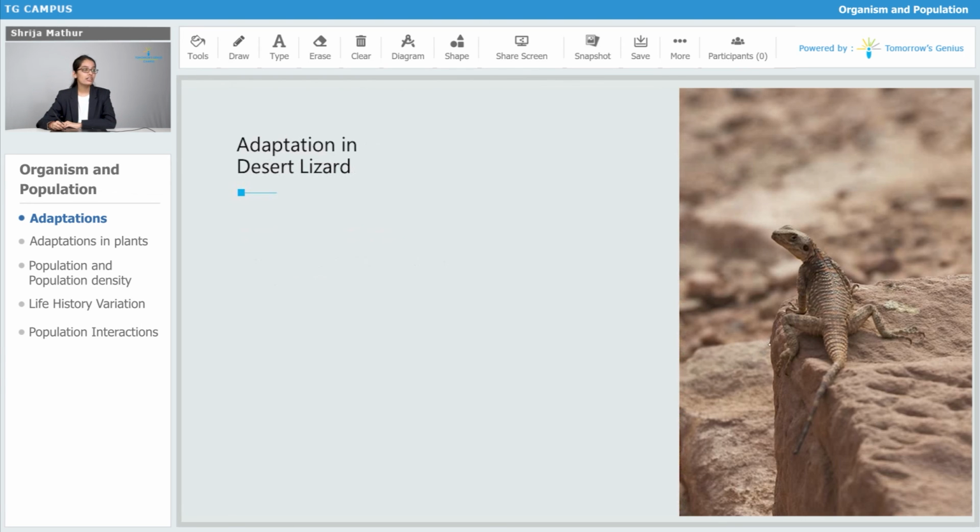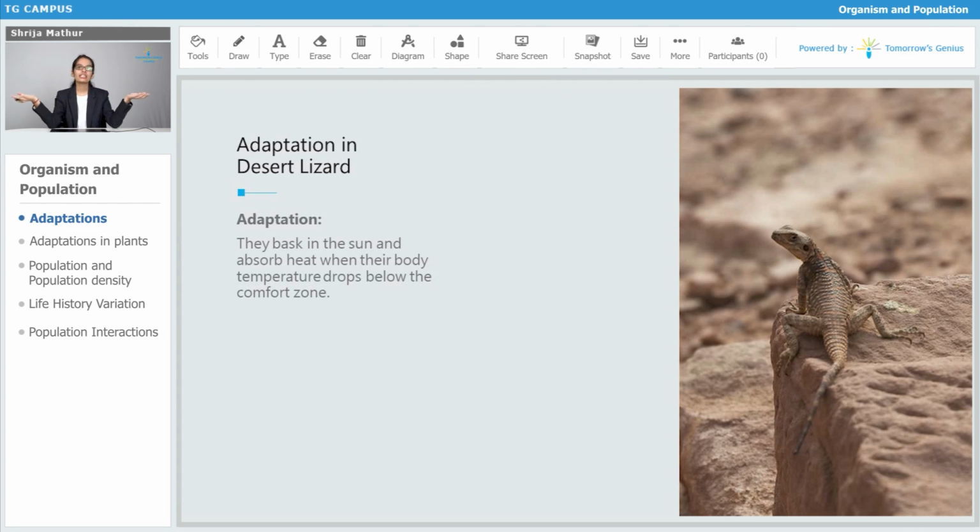Adaptation in desert lizards. They exhibit a behavioral response. They lack the physiological ability to deal with the high temperature of their habitat. So how are they adapted? They bask in the sun and absorb heat when their body temperature drops below the comfort zone. So they have a particular level of heat in their body, and whenever that level drops, they bask in the sun, taking in the heat. They move into the shade when the ambient temperature starts increasing, when the optimum temperature they require is attained.